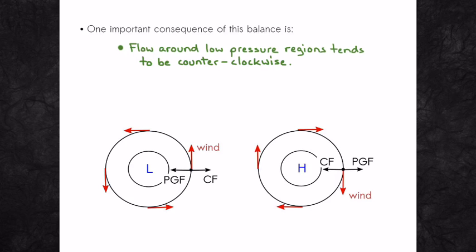We give a name to this kind of flow because this counterclockwise flow is associated with cyclones, with low pressure. We call it cyclonic flow. Cyclonic flow is counterclockwise flow around a low pressure region.